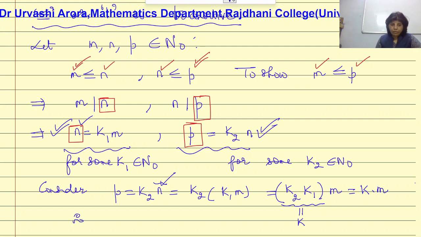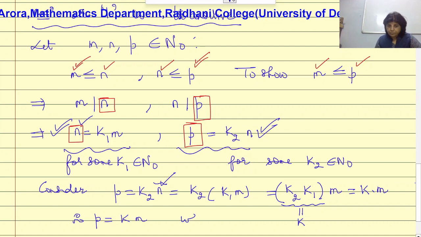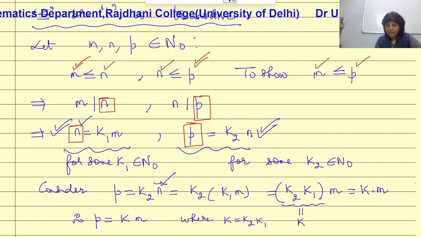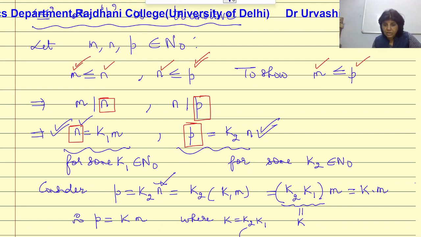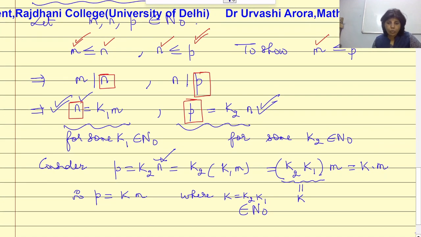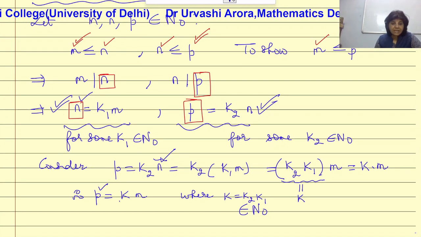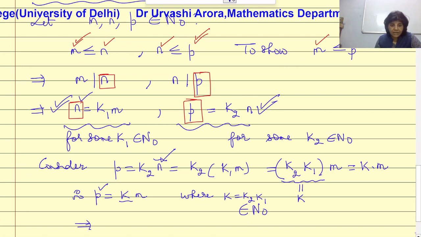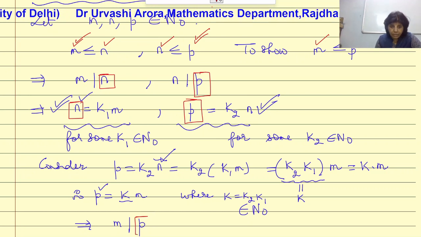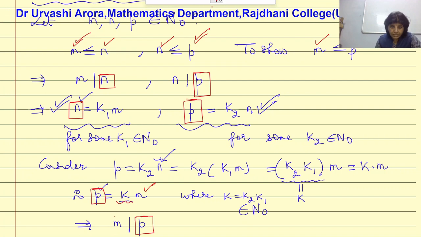So therefore what do you have? You have that p is equal to k into m, where this k was k2 into k1, and since k1 and k2 both were coming from the set of whole numbers, this whole product also belongs to the set of whole numbers, because the product of two whole numbers is a whole number, so k is also a whole number. This means that I have been able to write p as something into m, which means that I can say that m divides p. Why? Because I have been able to write this p, which I am enclosing in a box here, as something into this m.